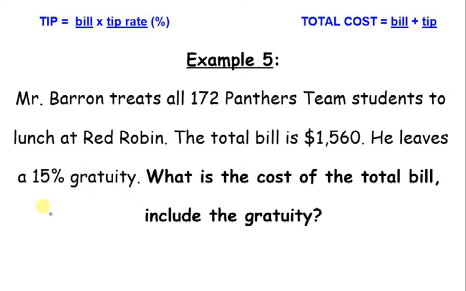Okay, let's try example number 5. Mr. Barron treats all 172 Panthers team students to lunch at Red Robin. The total bill is $1,560. He leaves a 15% gratuity. Remember, gratuity means tip. What is the cost of the total bill, including the gratuity?